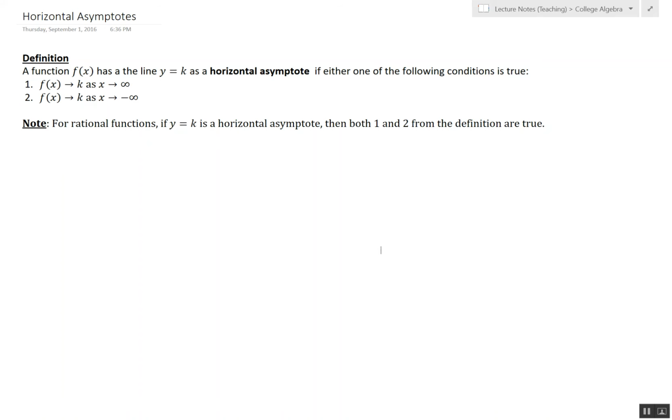Hi everybody, welcome back. First thing we're going to talk about are horizontal asymptotes. There are going to be two types of asymptotes we're going to talk about in this section. This is the first of the two types.